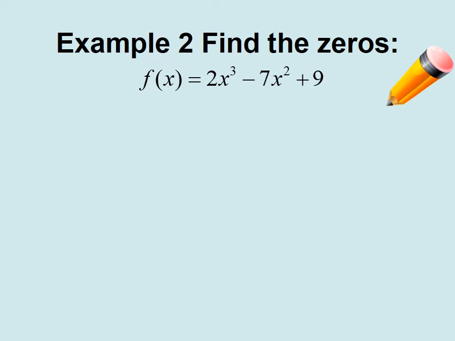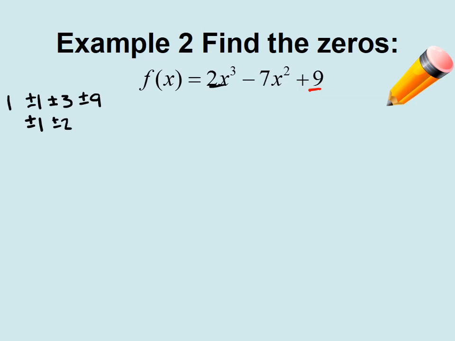We want to start with our last term, our constant, which is 9. Factors of 9 are plus and minus 1, plus and minus 3, plus and minus 9. If I take a look at my leading coefficient, I have factors of plus and minus 1 and plus and minus 2.